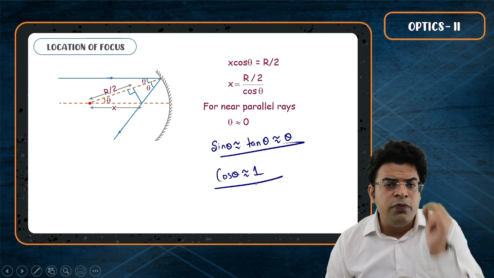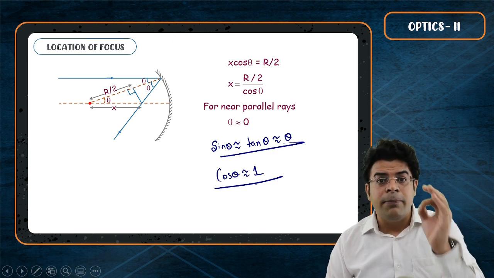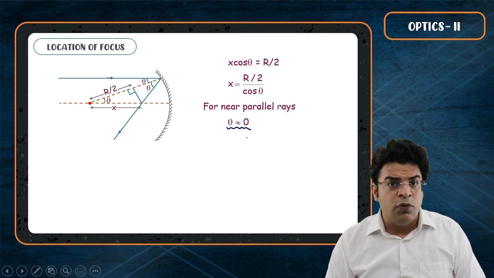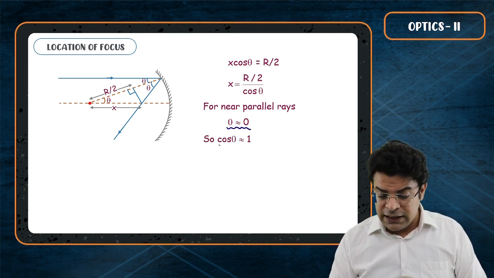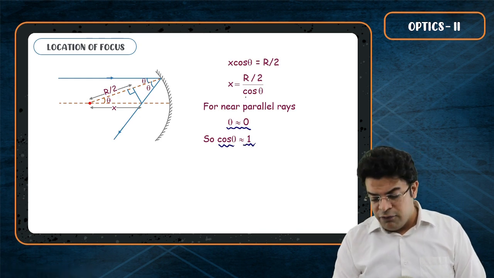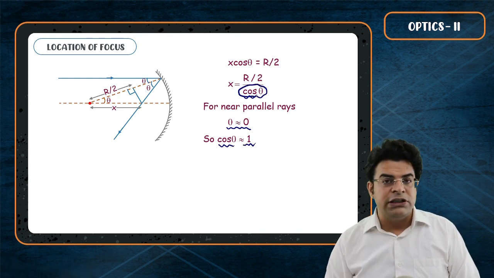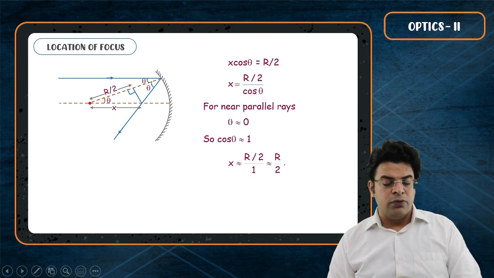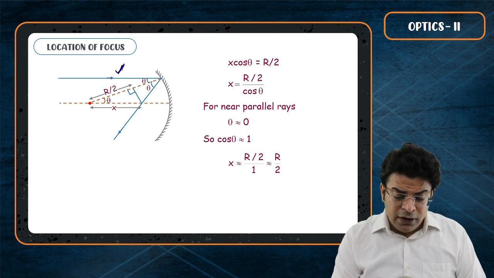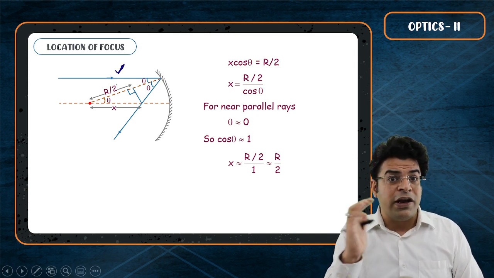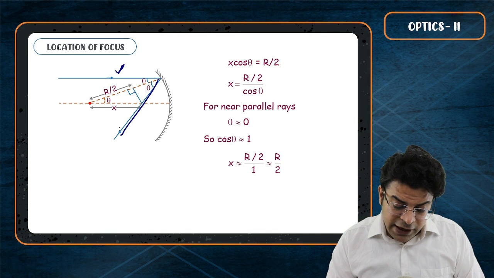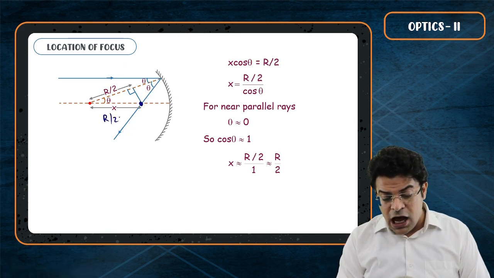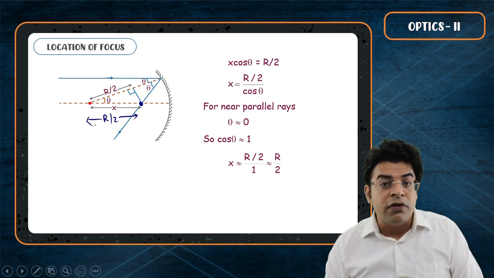So for small values of theta, cos theta can be approximated to 1. So as theta tends to 0 for near parallel rays, we will say that cos theta can be approximated to 1, and when you substitute 1 in place of cos theta, you get x equals r by 2 divided by 1, and that is equal to r by 2. So if a near parallel ray is incident on a spherical mirror, then after the reflection, the ray cuts the principal axis at a distance r by 2 from the center of curvature.